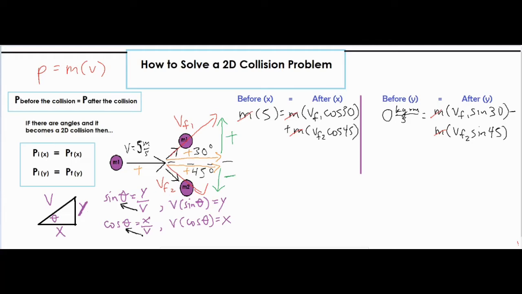Okay, it really doesn't matter which one you use. To me, this one just looks like it's going to work out a little bit nicer just because there's a 0 here. So I'm going to go ahead and solve for VF2 in terms of VF1 on this side.